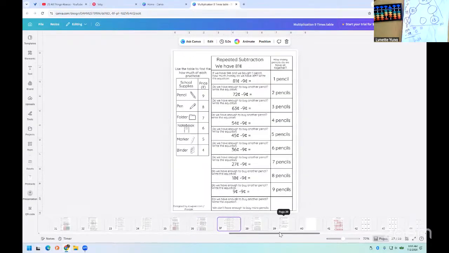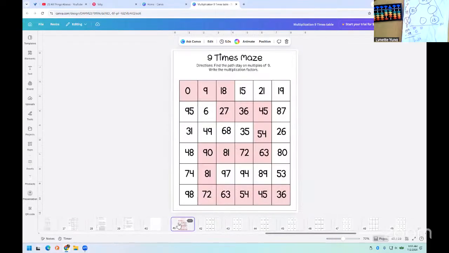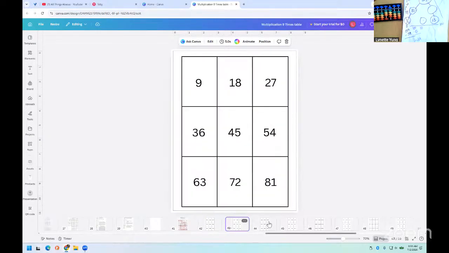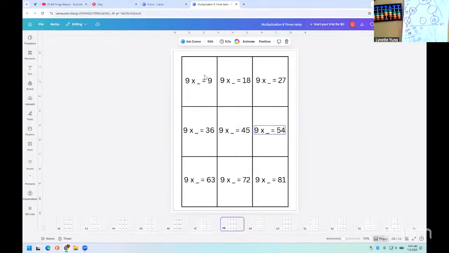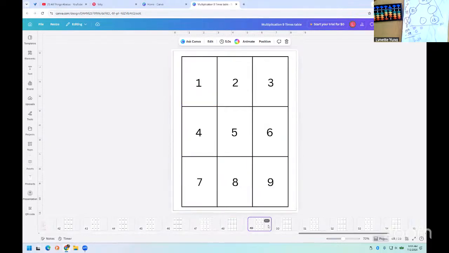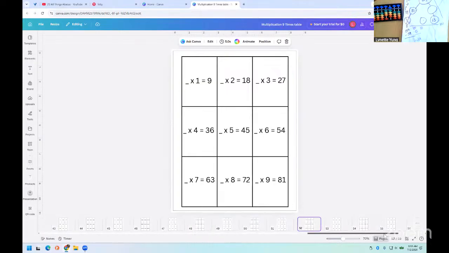And then after that, I was actually working on flashcards. So this is the maze. Go to the 9 times table. And then I was working on flashcards just to help you out, to get them to do flashcards. But the way I have it is this one right here, where you have to find the missing factor. And then this one here, again, find the missing factor, but it's on the other side. So these are all the flashcards that I have.